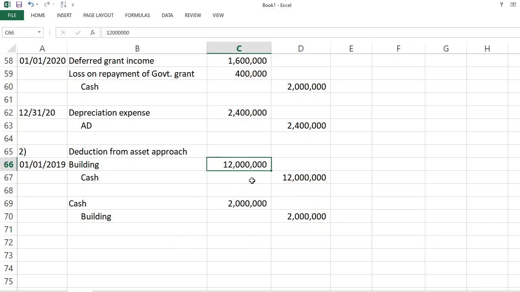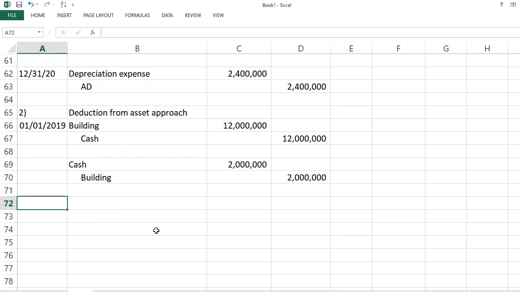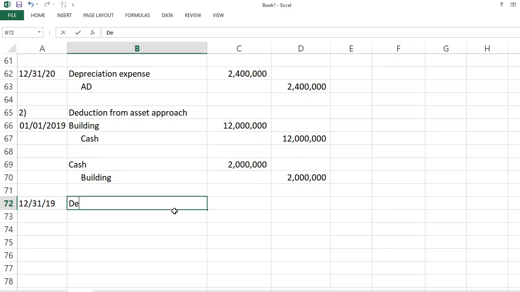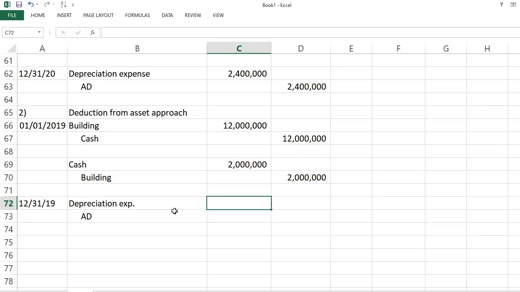That's 12 minus 2. Of course, we need to disclose this in our financial statements so that the investors will not be confused as to why the building is small. On 12/31/2019, we record depreciation expense and accumulated depreciation. This time, we are not going to base on 12 million but on the 10 million carrying amount.